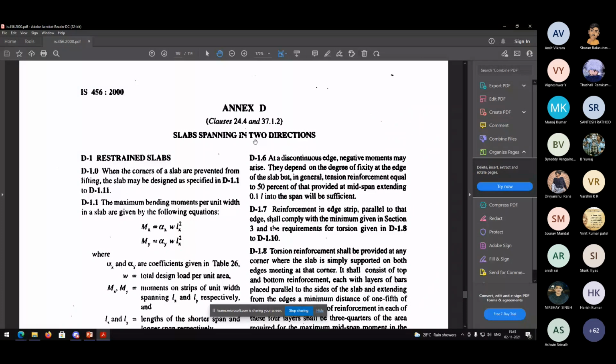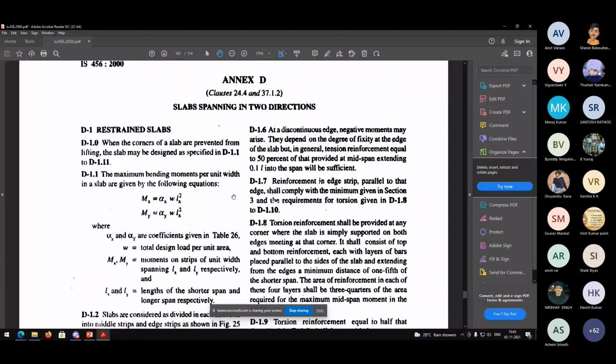This is the formula to find your bending moment in any given direction, the same thing which I showed in the PPT. W is your load, dead load, all your gravity load. Lx is your short direction, Ly is in the longer direction. Alpha x and alpha y are the coefficients as given in the table, which is there in the next page.